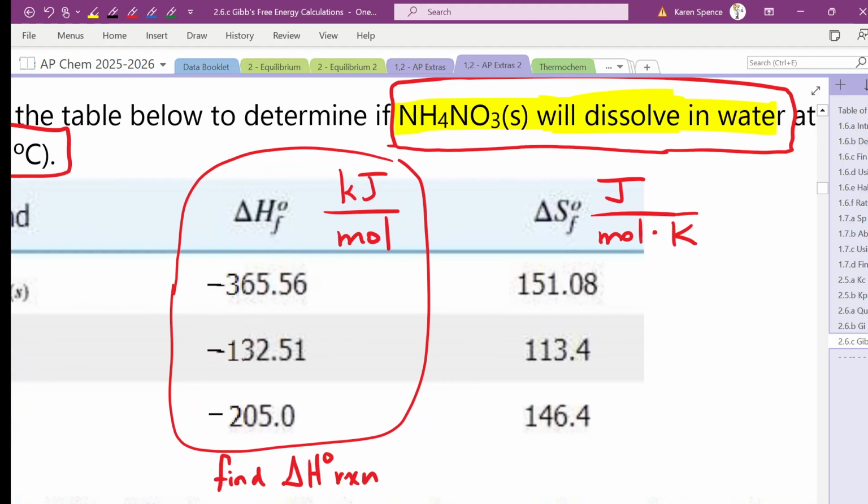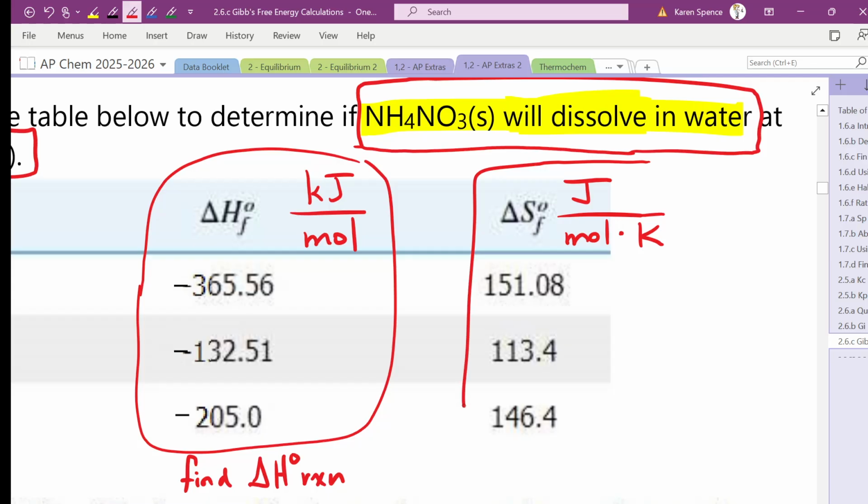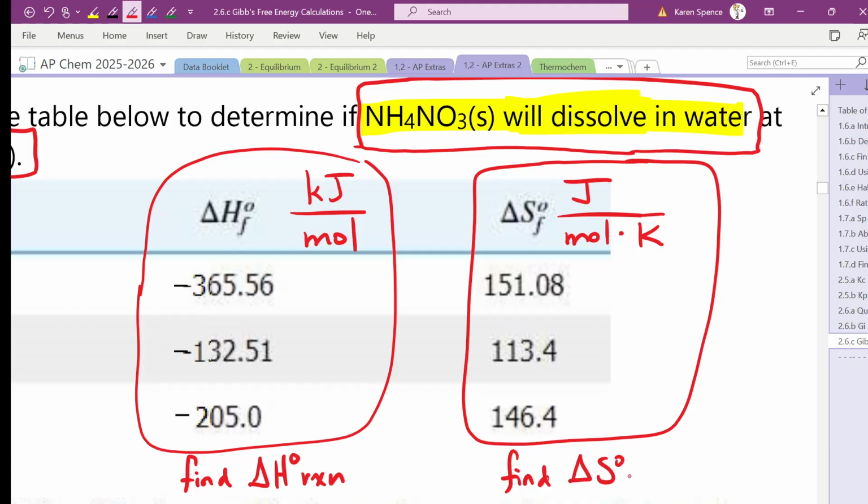We're going to have to take all of these and find delta S naught of reaction. Yes. Standard state. Yeah. It depends on where you put it. If you put it at the bottom, it can mean initial. If you put it at the top, it means standard state. Yeah.